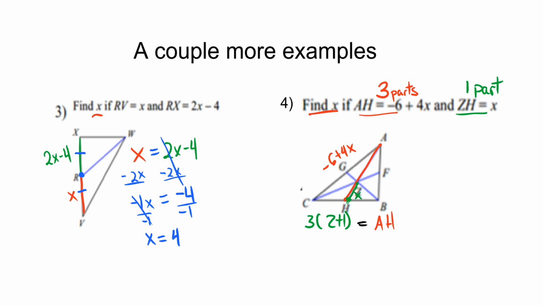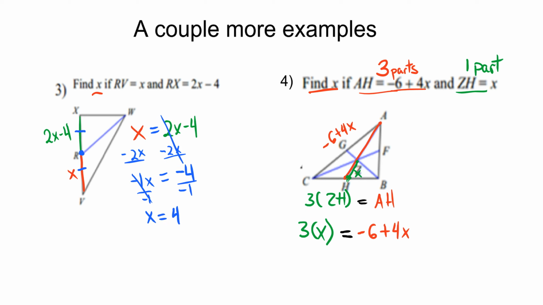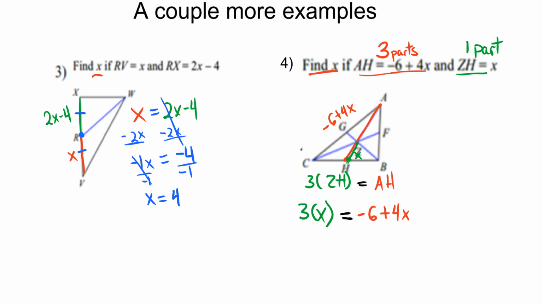So you can say 3 times ZH is going to equal 1 AH. Now let's substitute in the equations that we got. We're going to say 3 times our ZH, which in this case is x, is equal to AH, in this case negative 6 plus 4x. Alright, so let's scroll up here. Let's solve this out now. We've got to get x by itself.